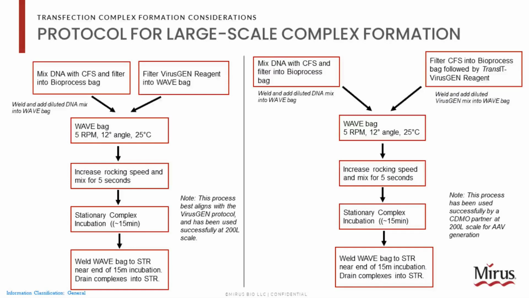Now, what we described was somewhat more the optimal conditions, or something that we would say would best align with the stock VirusGen protocol. But there are some slight differences that you could do, where instead of mixing the DNA and complex formation solution and then filtering the complex formation solution into the bag, you could do that separately or all together. So this might be something you're familiar with at small scale, forming it as a 1-tube or 2-tube complex. And it doesn't really matter which one.